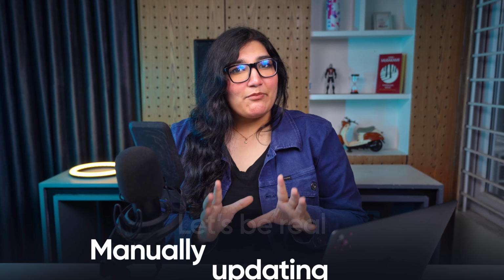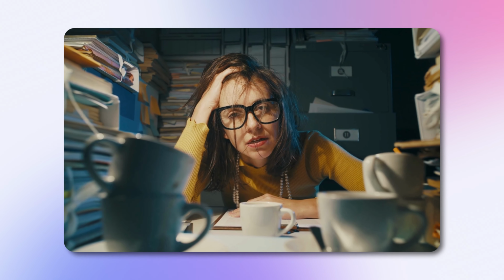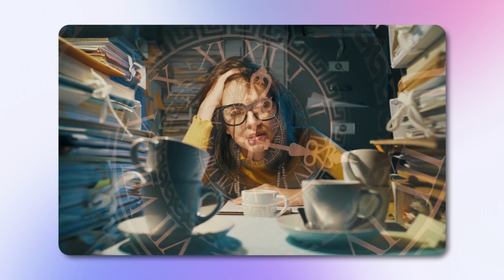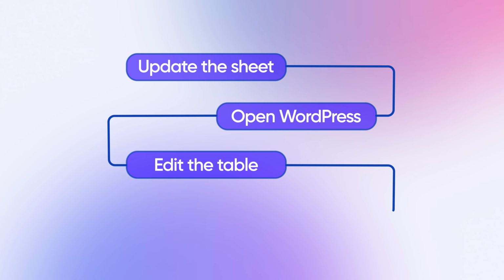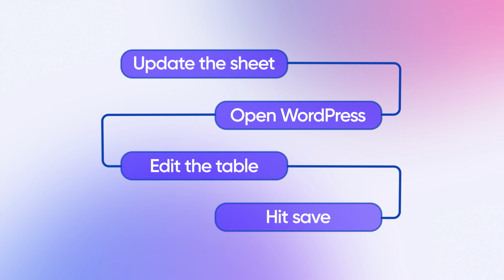Let's be real. Manually updating tables in WordPress when your data is already in Google Sheets? That's just unnecessary extra work, and time is expensive too. You update the sheet, then open WordPress, edit the table, hit save, and repeat it all again tomorrow? No, thank you. But what if the moment you updated your Google Sheet, it automatically reflected on your website?